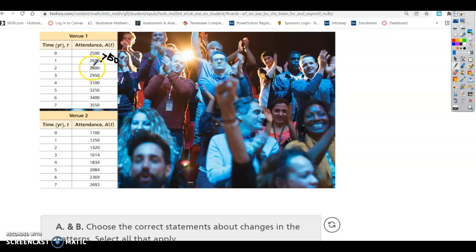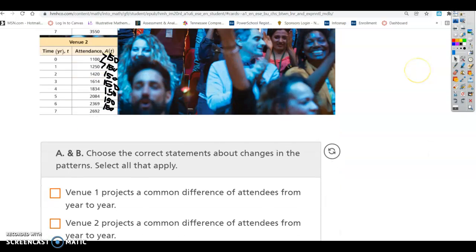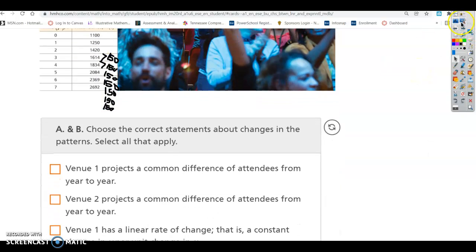And from 2,650 to 2,800 is also 150. 2,800 to here is 150. 2,950 to that is 150. So you can see that it is increasing at a common rate. 3,250 to 3,400 is 150. And 3,400 to 3,550 is 150. So each one of those did increase by a common number, a common difference of 150. So for the first statement, venue 1 projects a common difference of attendees from year to year, that would be true.